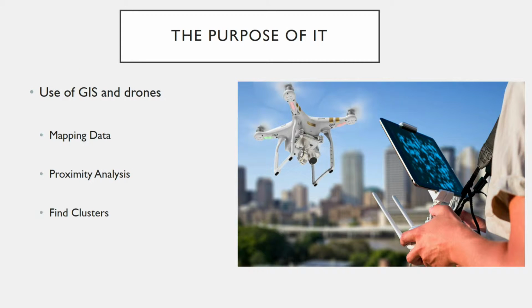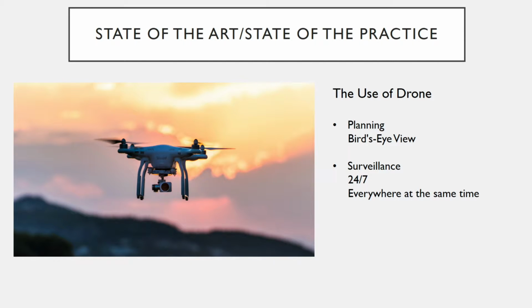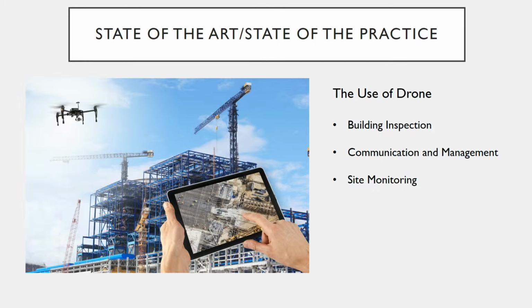Two main ways that this information can be gathered is through the use of GIS and drones. The purpose of this information is to give a clear idea to the builder and designer of a site's layout through mapping data. Drones are becoming more common on job sites because they provide an aerial view. Through photographs, they assist in planning and surveillance. As the project progresses in its construction, drones can provide views for inspections, site monitoring, and assist in communications between designer and builder.